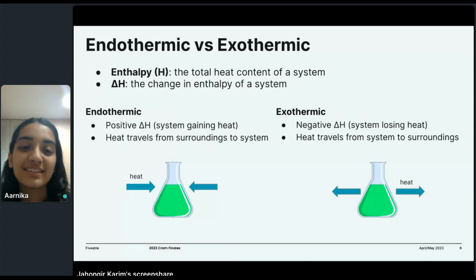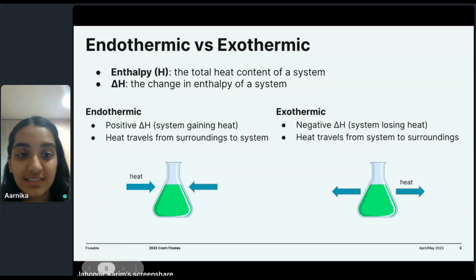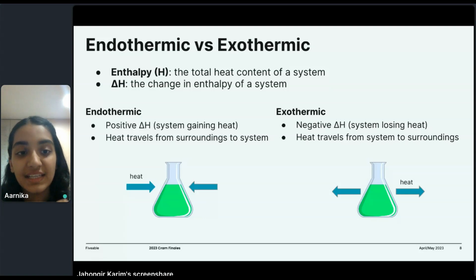All right, so for endothermic versus exothermic, first just know that enthalpy is represented by H, and enthalpy is basically the total heat content of the system. Enthalpy is really important to know for Unit 6, so make sure you do know it. And delta H is the change in enthalpy of the system. For endothermic processes, there's a positive delta H because the system is gaining heat, and the heat travels from the surroundings into the system, as you can see in this picture, where the heat is coming into the beaker. And for exothermic, it's a negative delta H, which means that the system is losing heat.